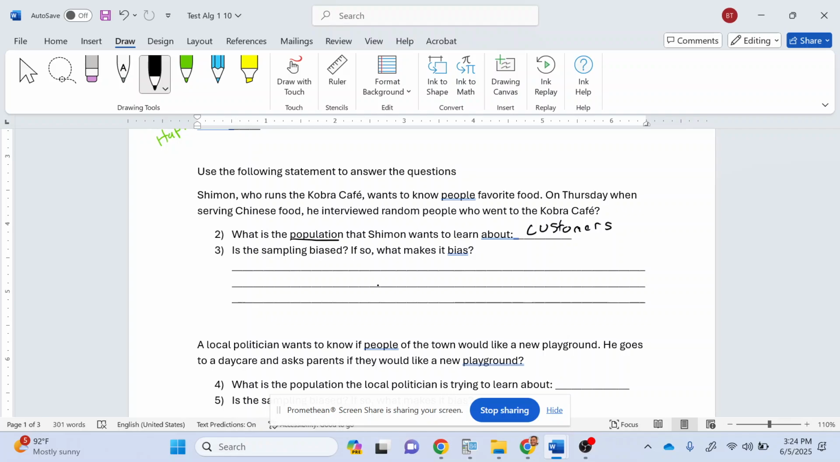Yeah, that's fine. Is the sampling biased? In this one, it is biased. So, yes. And the reason is because it's on Thursday, when they serve Chinese food, on Chinese food day. Remember, a lot of this is multiple choice. When I grade these, I just look if you mention Chinese or Thursday or something like that. I'm just looking for a keyword. So, yes, because of the Chinese food, they're more likely to say their favorite food is Chinese.